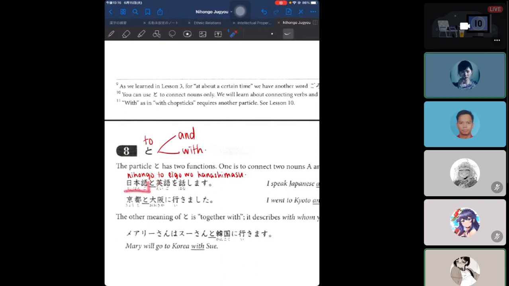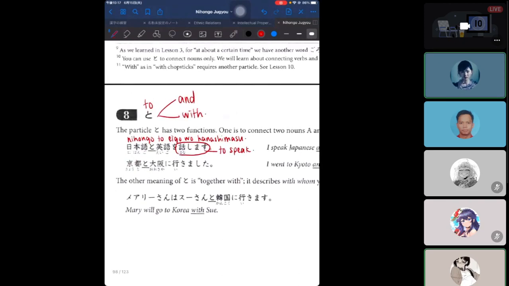Nihongo is a noun, and eigo is also a noun. Nihongo is Japanese and eigo is English. を話します. Hanashimasu is to speak, and hanashimasen means you do not speak. So in 日本語と英語を話します, you use と to represent the word "and". So, I speak Japanese and English.